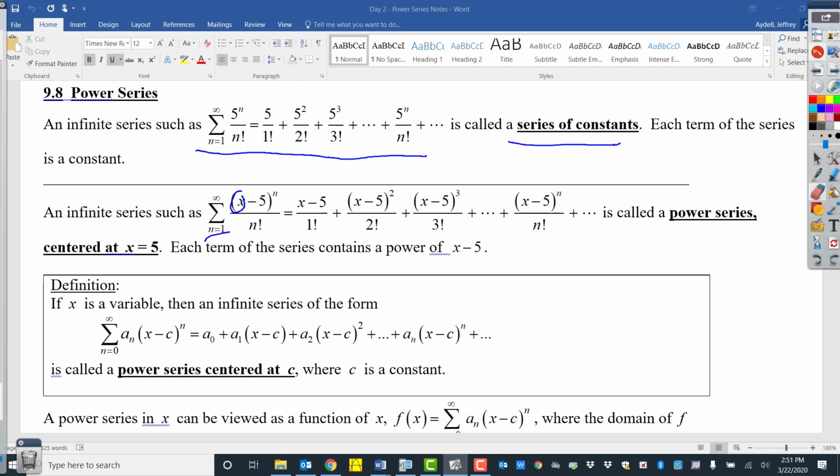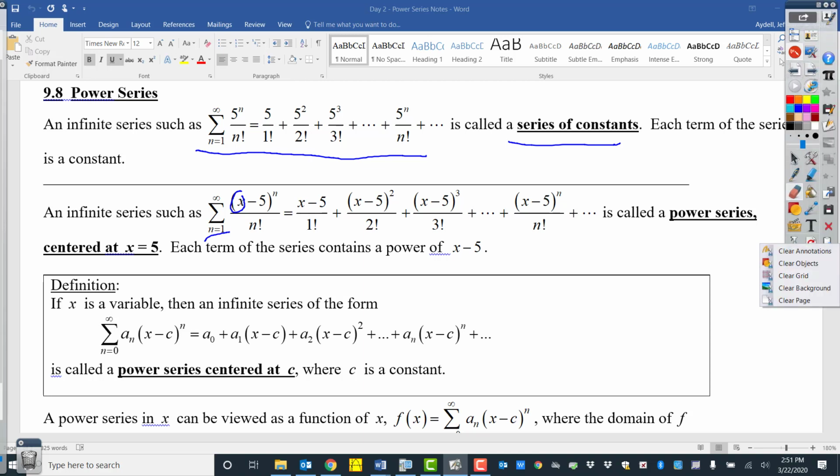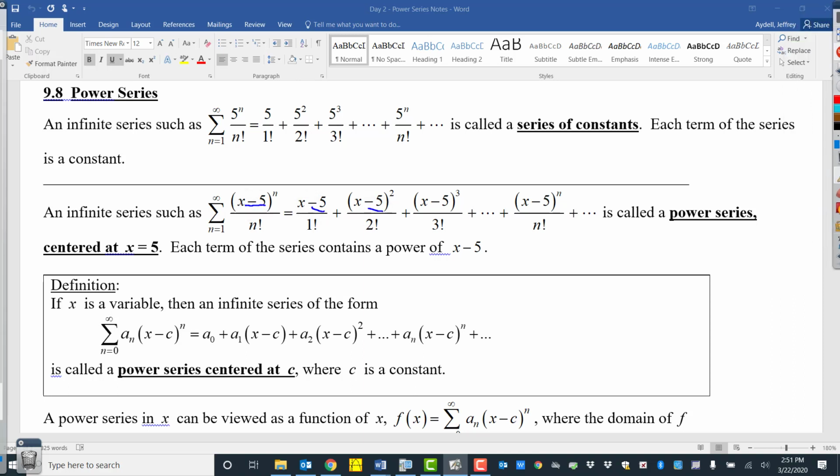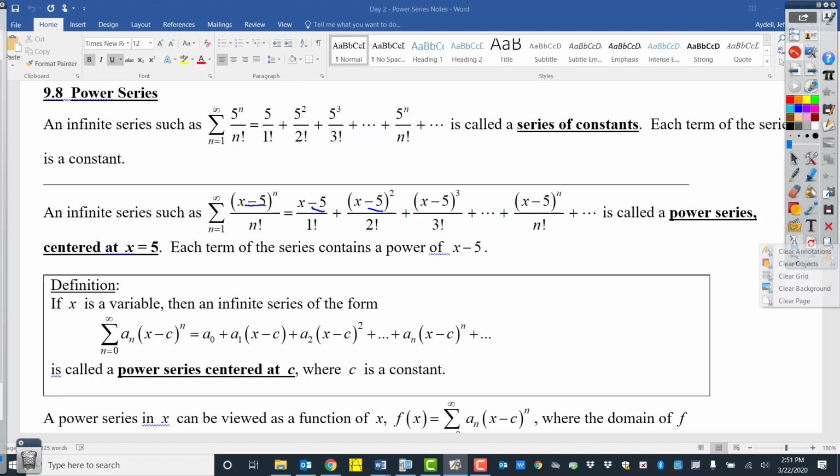Now, a power series is what we call centered on whatever number is in there with x. So in this case, the power series is centered at 5, because that's what we get for sure as an equal value when we plug in 5 equals to x. Okay, so a power series is centered based on whatever is in the parentheses with x. So now we have an official definition for a power series.